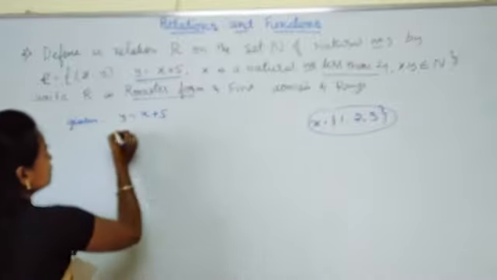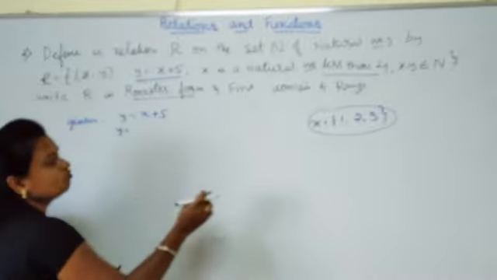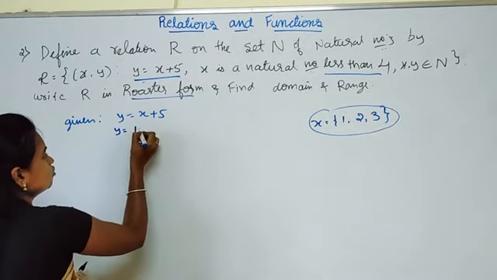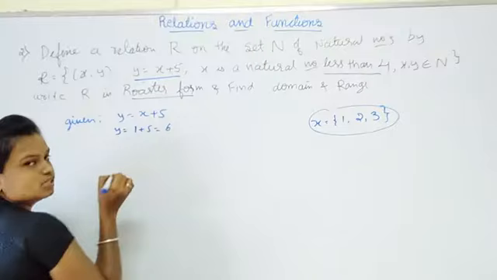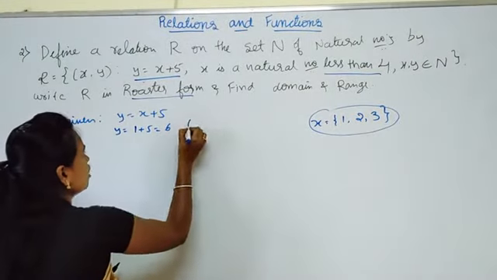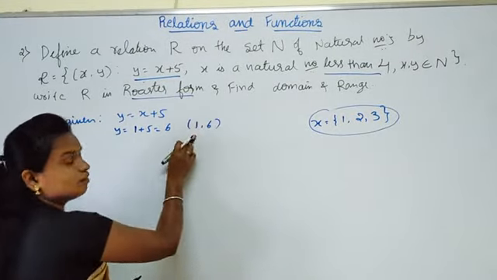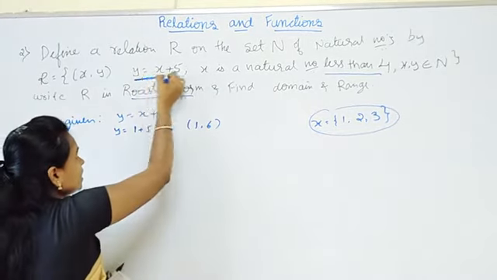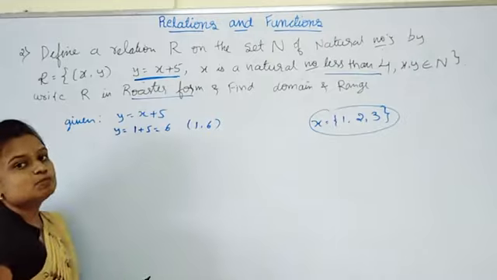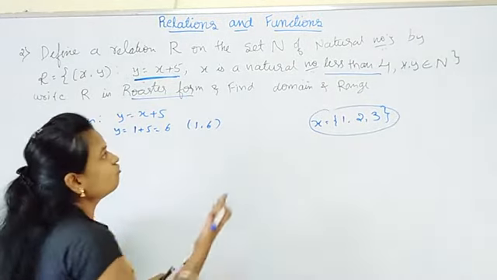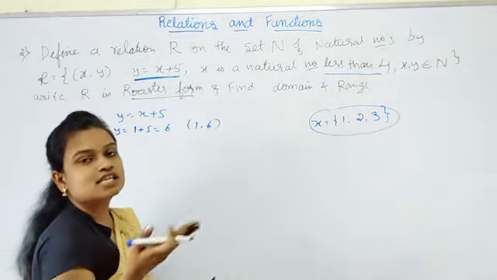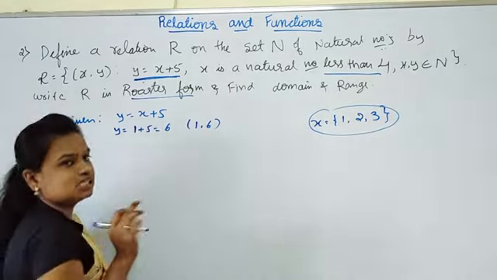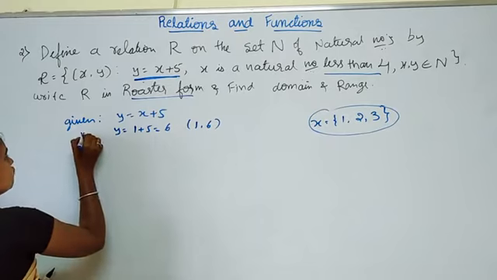So what is the first one? The first possibility is 1. If x is equal to 1, 1 plus 5 is equal to 6. So the ordered pair becomes 1 comma 6. If x is equal to 1, y becomes 6, because they gave the condition y is equal to x plus 5. x is a natural number less than 4, meaning 1, 2, 3. If we put x as 1, we get 6.